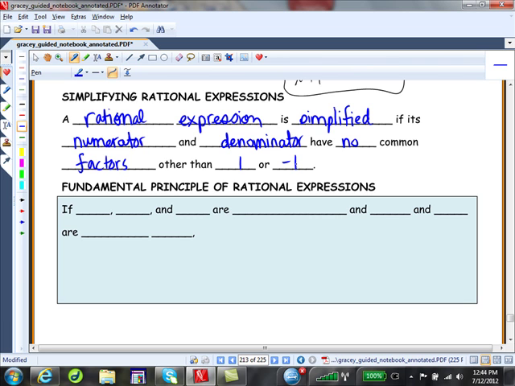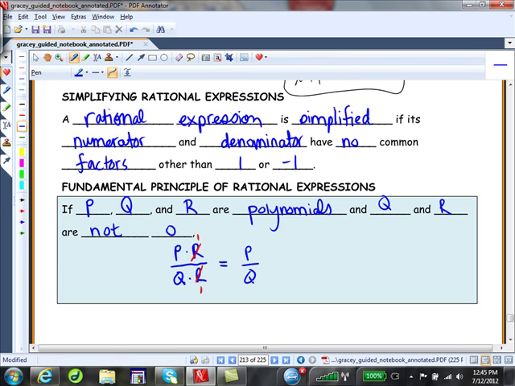So here we go. If P, Q, and R are polynomials, and Q and R are not 0, then P times R over Q times R gives us a result of, notice here we could divide out an R, right? And we would get a result of P over Q. Okay?